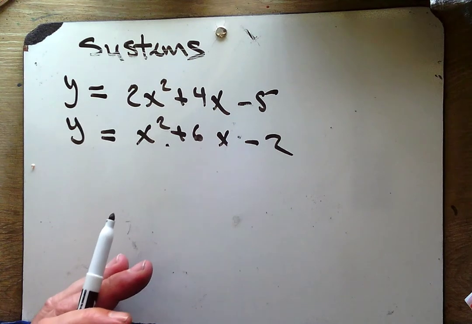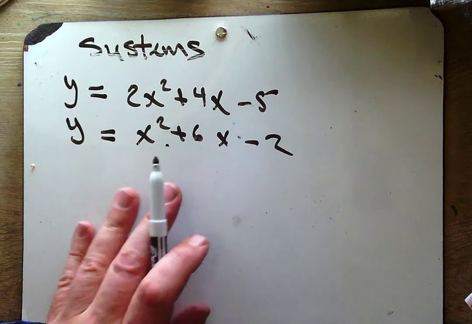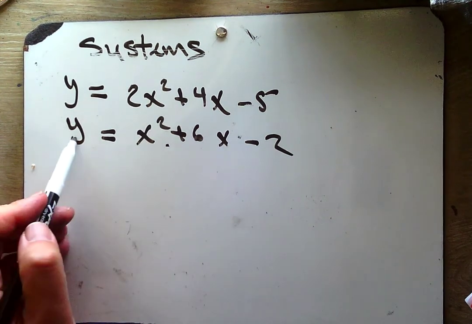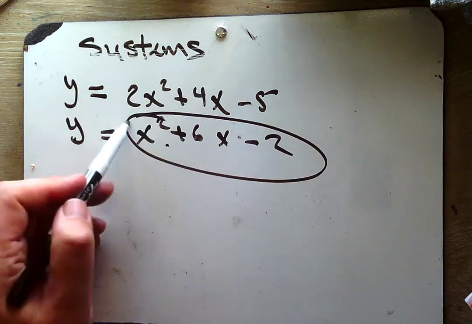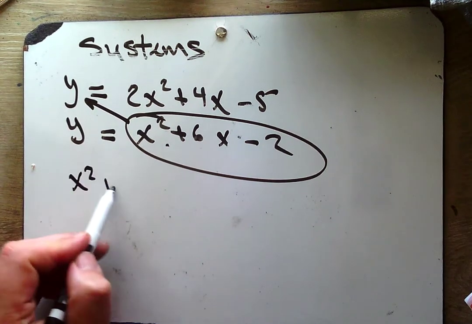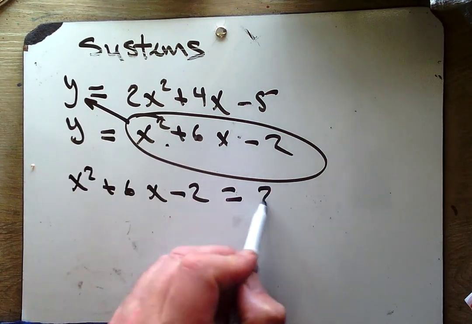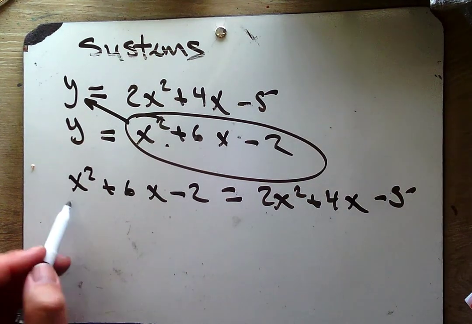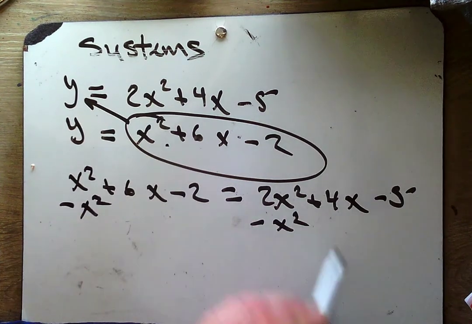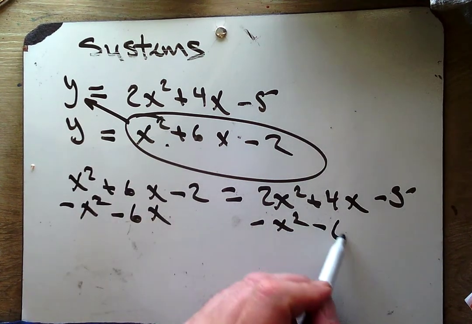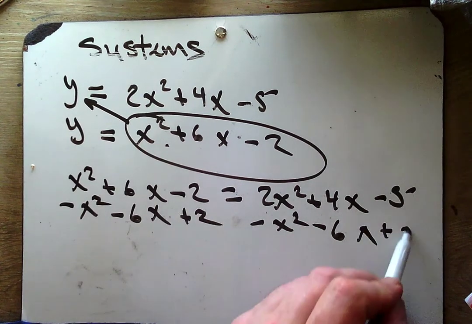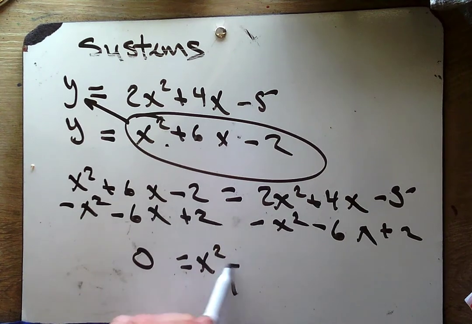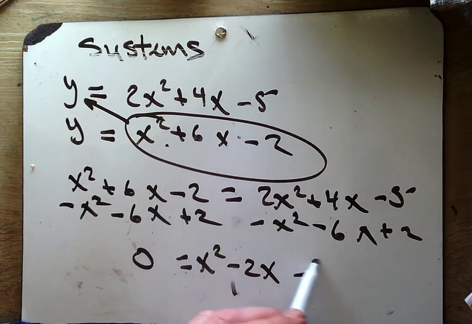But how am I going to find them? And so I think this is a case where I don't want to do substitution. I mean, I can do substitution. Look, I know what y is equal to. So I'm going to take all this stuff and shove it over there. X squared plus 6x minus 2 then equals 2x squared plus 4x minus 5. And so I'm going to subtract x squared, and I'm going to subtract 6x, and I'm going to add 2. And so I end up with 0 equals x squared minus 2x minus 3.